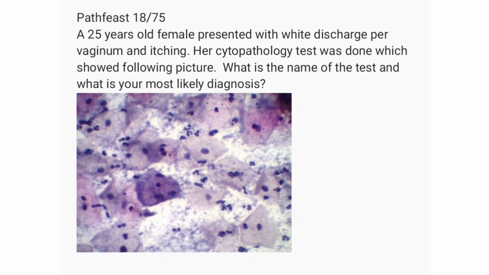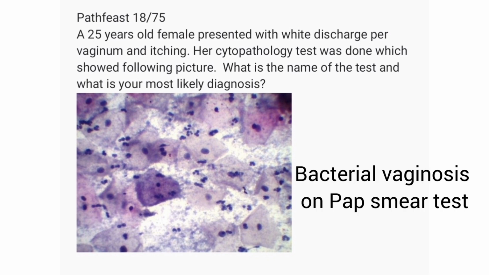Welcome to day 18. Today's question was a young female who had presented with vaginal discharge and itching. She underwent a cytopathological test and the picture was given to you. The correct answer is bacterial vaginosis on a pap smear test.